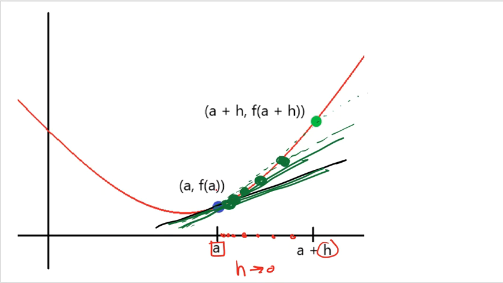Again, we'll start off with the secant line connecting 2 dots. We bring the second point closer and closer to our original point. So we're allowing h to approach 0. And as h gets closer and closer to 0, our line gets closer and closer to the tangent line.